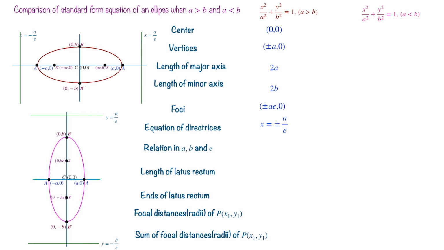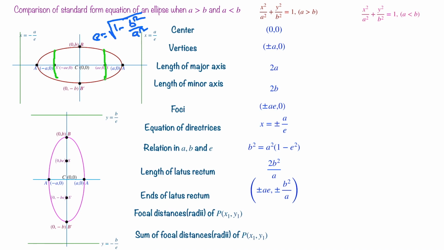And the relation between a, b and e. In this case, we have seen that the relation is b square equal to a square times 1 minus e square. So if you want to write e, you can write e equal to under root of 1 minus b square by a square. This is how you can get eccentricity in terms of a and b. And the length of the latus rectum. We have already seen that the length of the latus rectum is 2b square by a. And the ends of the latus rectum, that also we have seen. There are two latus rectum, one through S, the other through S dash.